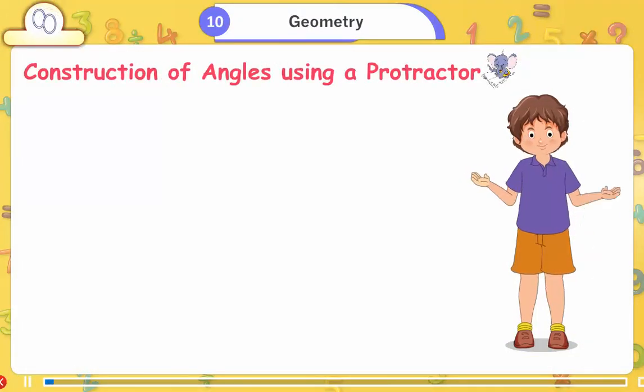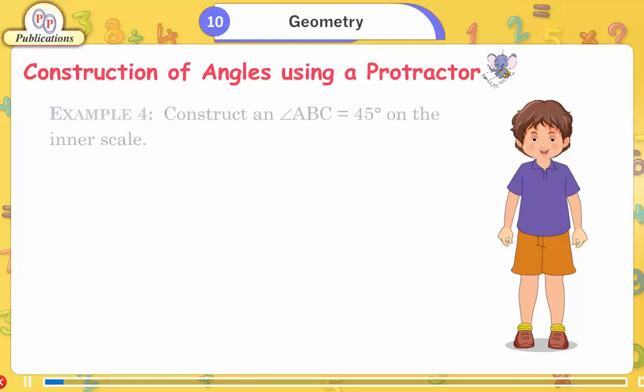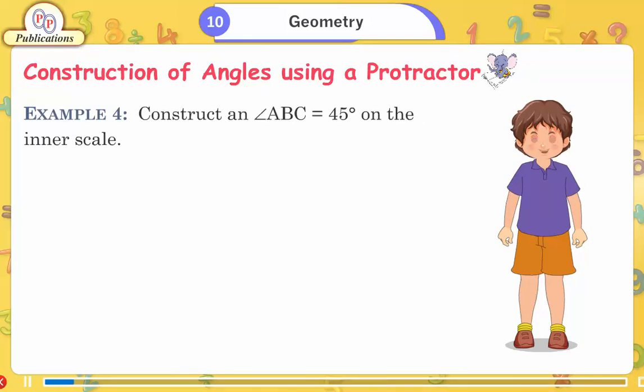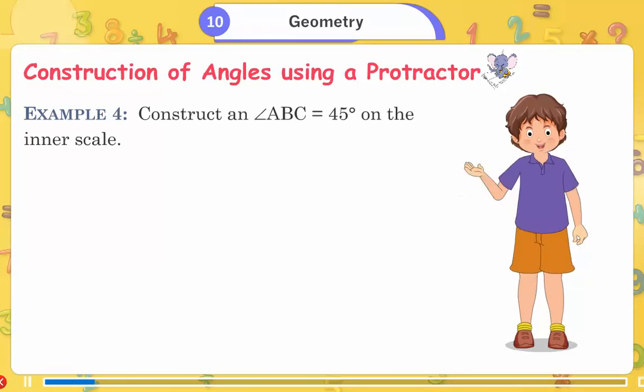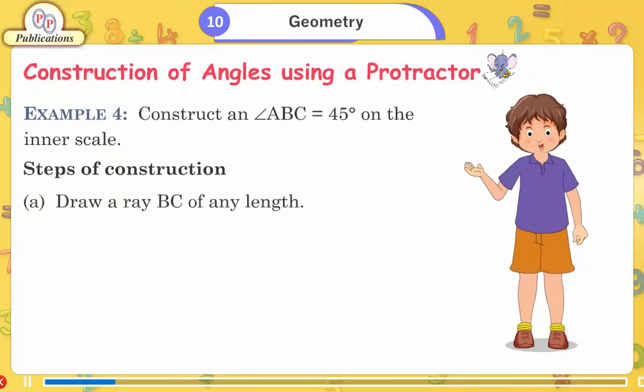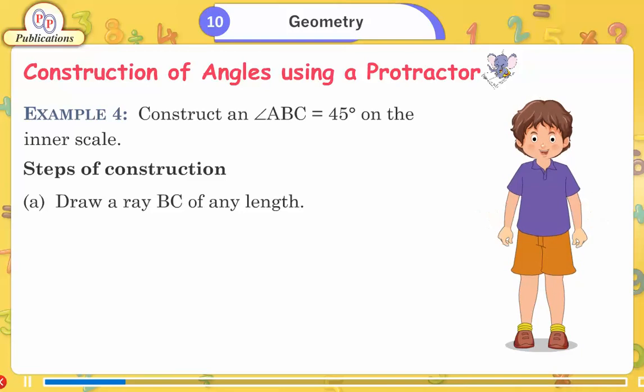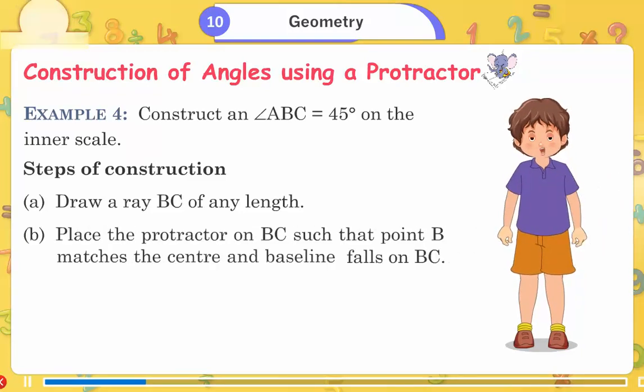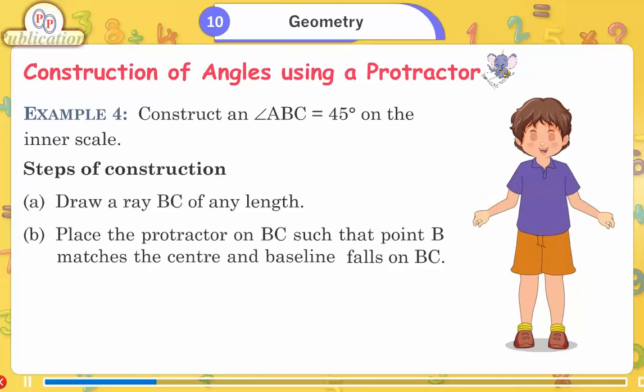Construction of angles using a protractor. Example 4. Construct an angle ABC equal to 45 degrees on the inner scale. Steps of construction. A. Draw a ray BC of any length. B. Place the protractor on BC such that point B matches the center and baseline falls on BC.